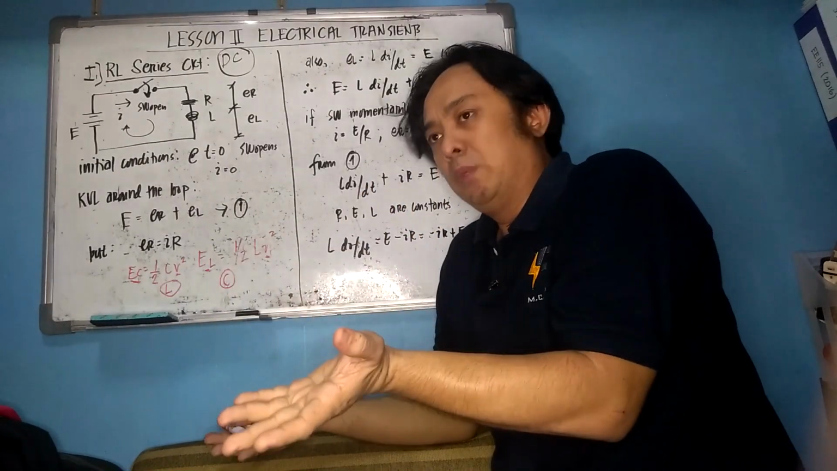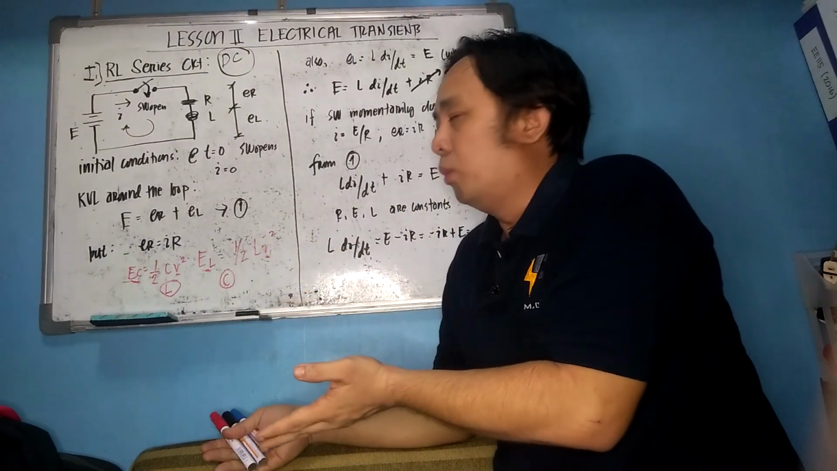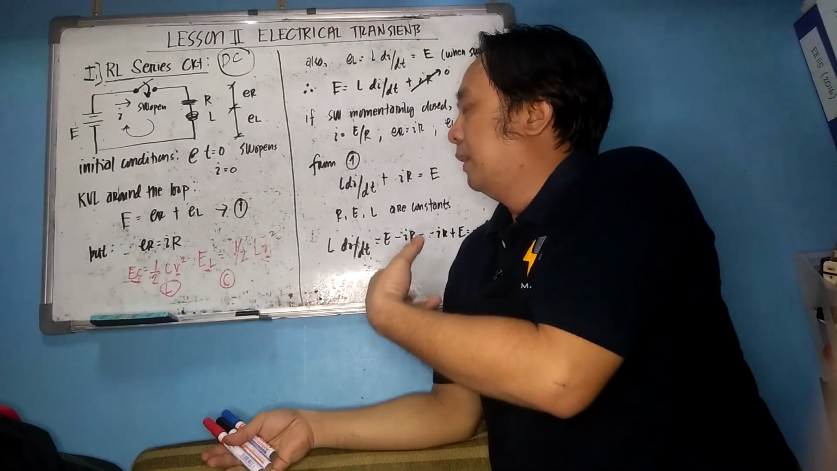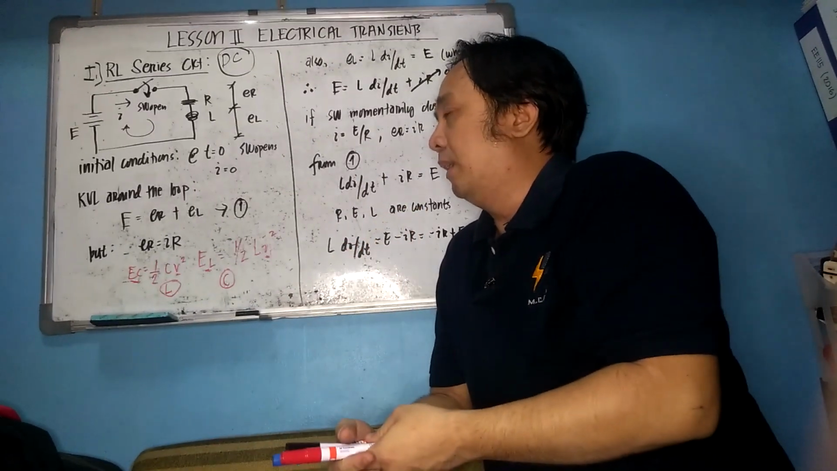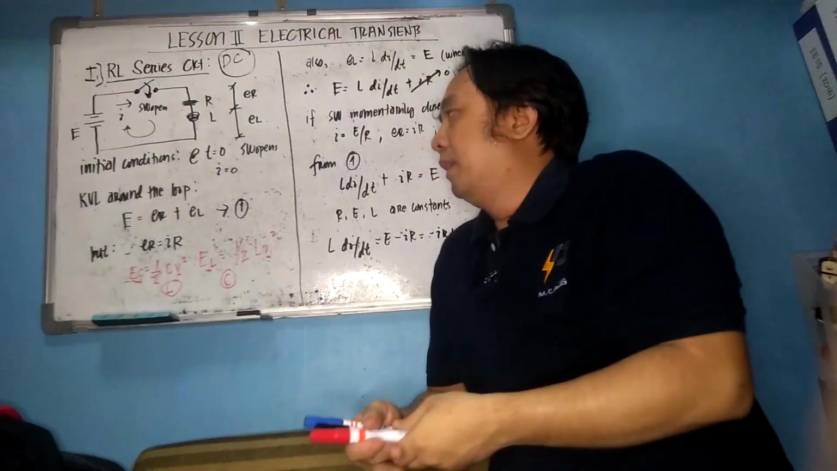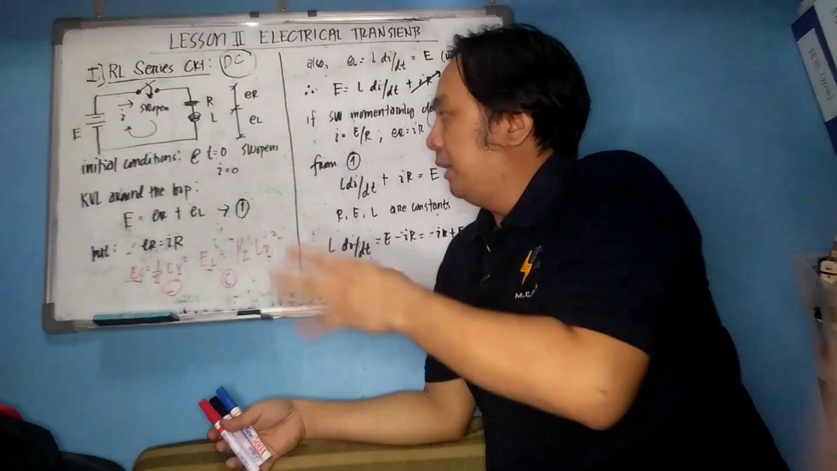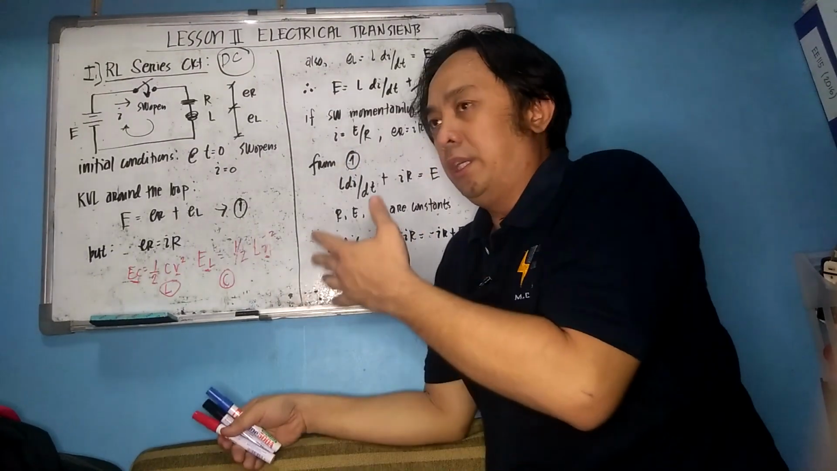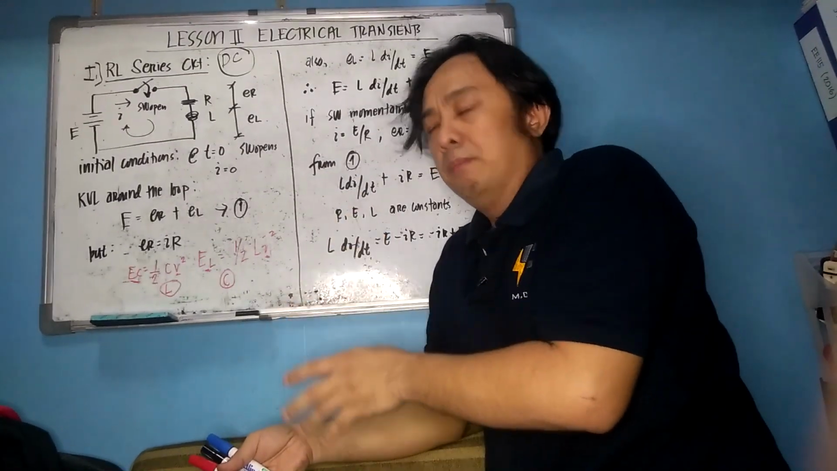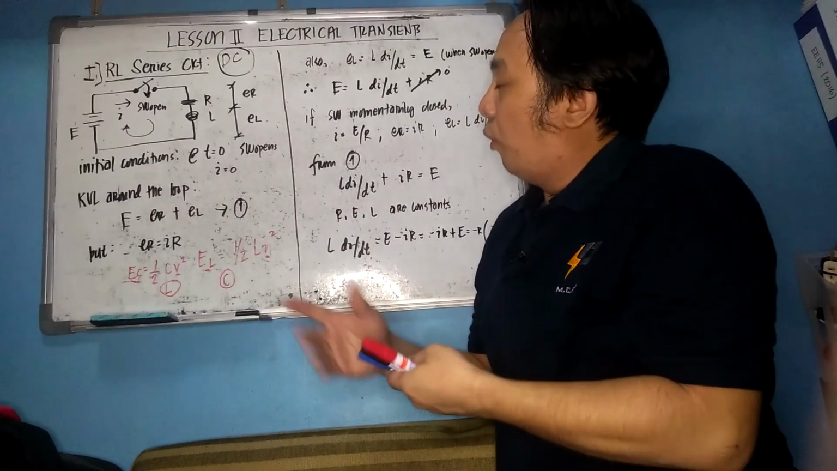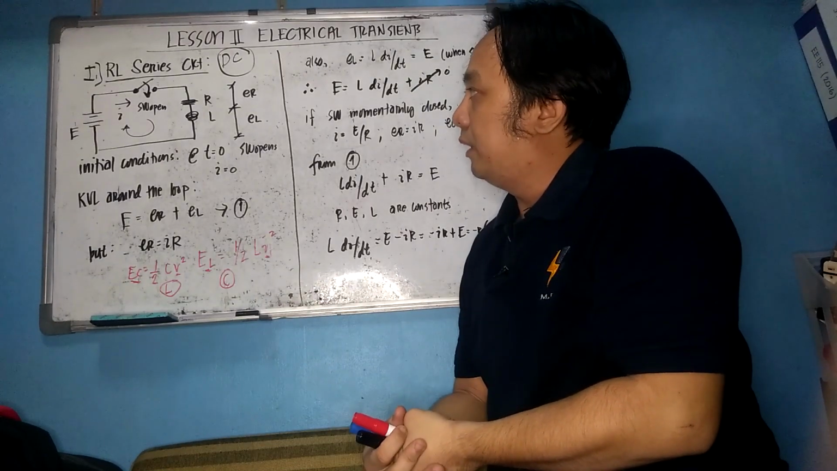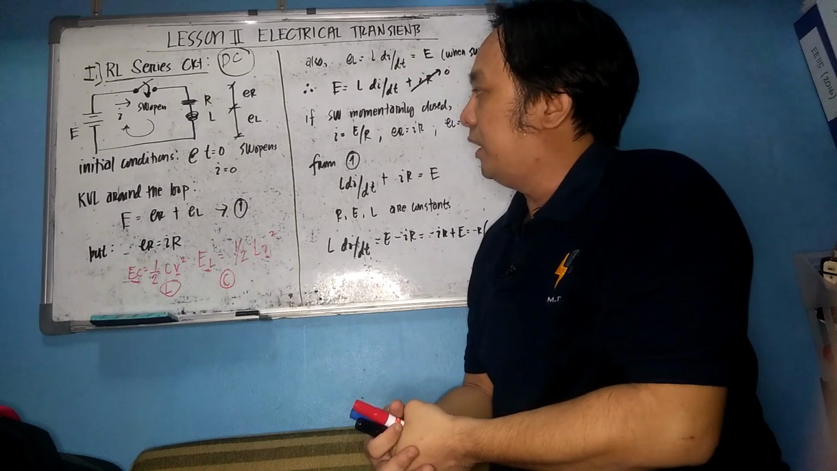And no one in the world can actually see a current, so we formulated an equation just to get the current. So again, you cannot see the current, but we can compute it. Okay, let's go forward to the discussion proper of an RL series circuit for transient.